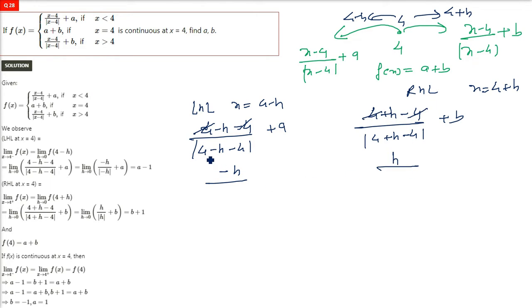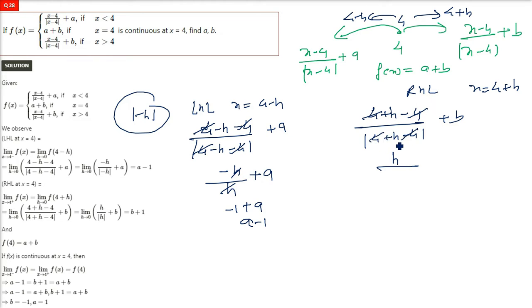Now coming to the denominator. The denominator is modulus of negative h when you cancel 4 and 4. Modulus or absolute value will always give you positive, so you will get an h in the denominator. Here h in the denominator, plus a. Similarly, on the right hand side, means RHL, what are we going to get? H by h. Let me complete this. This is minus 1 plus a, so a minus 1 you can write.